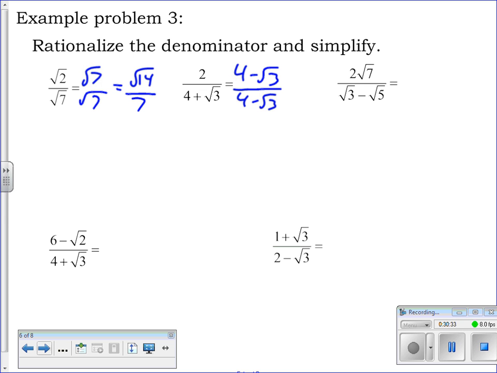Now my numerator is fairly simple. Distribute the 2. 2 times 4 is 8. 2 times negative root 3 is negative 2 root 3. Over. And there is a shortcut for multiplying by the conjugate. Square the first term. My first term is 4. I square that. When I square that, what do I get? 16. Minus. Square the second term. I take root 3 and square it. I get 3.